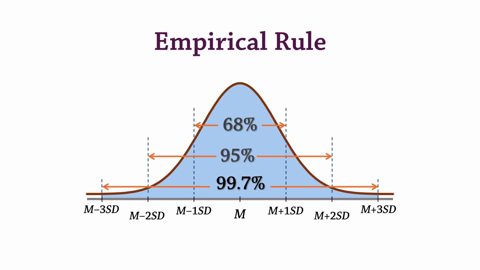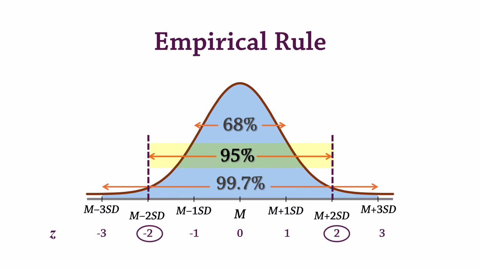In statistics, we call this number of standard deviations z-scores. So when we say that 95% of data falls within two standard deviations, it is the same as saying those values have z-scores between -2 and +2.